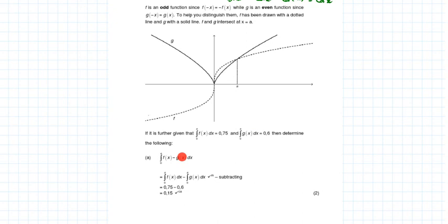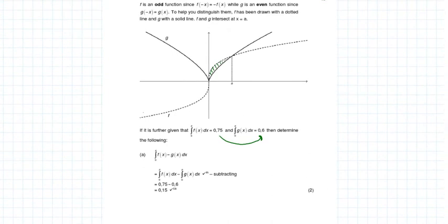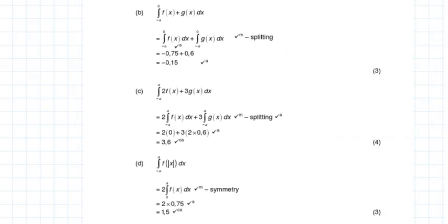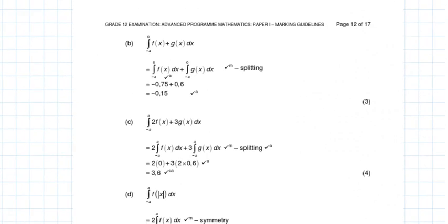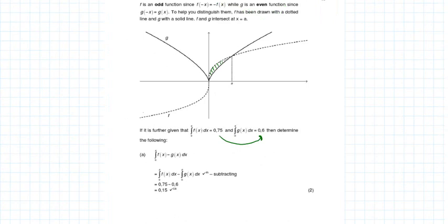Okay, so f minus g, basically which one is above? F is above. You see, from 0 to a, they are asking for this shaded area. You see, f minus g is the area between the dotted line and from 0 to a. So it's basically their difference. You see, 0.75 minus 0.6 is the answer. That's it. Now if we have minus a to 0, so since they are even or odd functions, we must be careful. You see, they actually give the graphs.